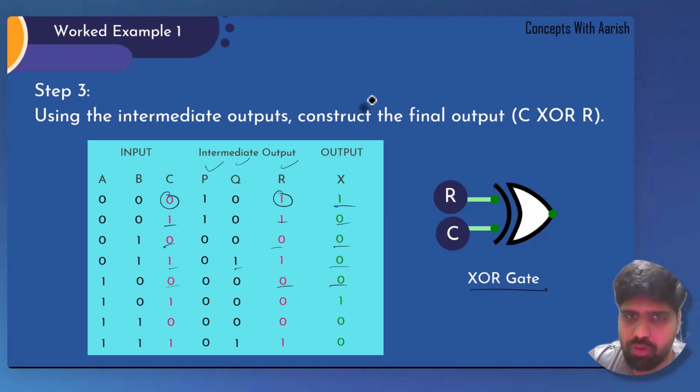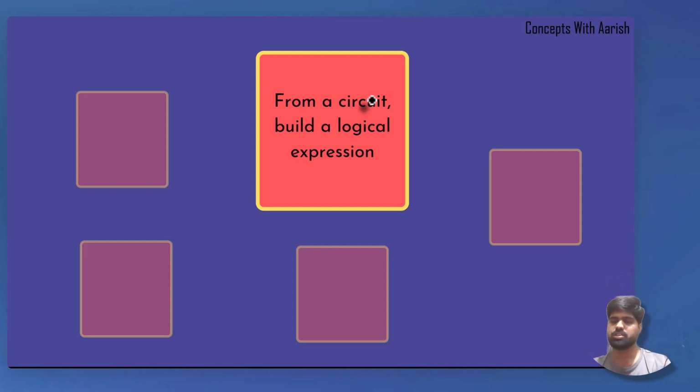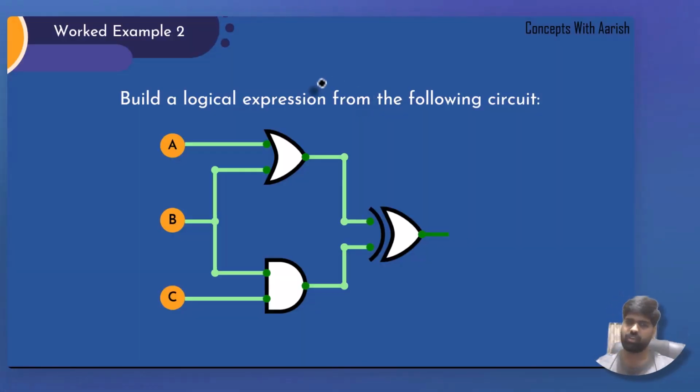So moving onward to the next one, from a circuit you have to build a logic expression. Before that, from the circuit we were making the truth table. Now from a circuit we have to build a logical expression. The same way, they have given us a question in which the values are given. Again you have to identify the basic symbols, what they do, how they do it, and then you have to write them down.